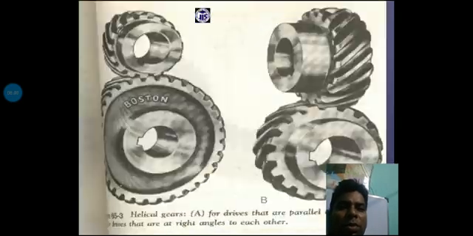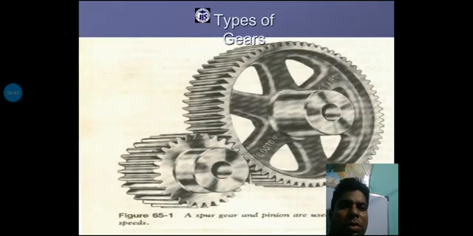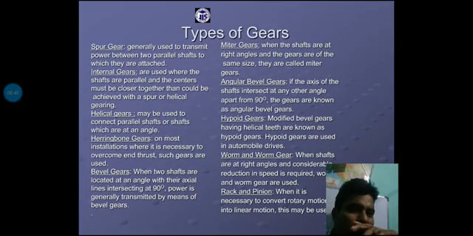Now, types of gear. Number one, spur gear. That is generally used to transmit power between two parallel shafts to which they are attached. Next, internal gear. These gears are used where the shafts are parallel and the centers must be closer together than could be achieved with spur or helical gearing.